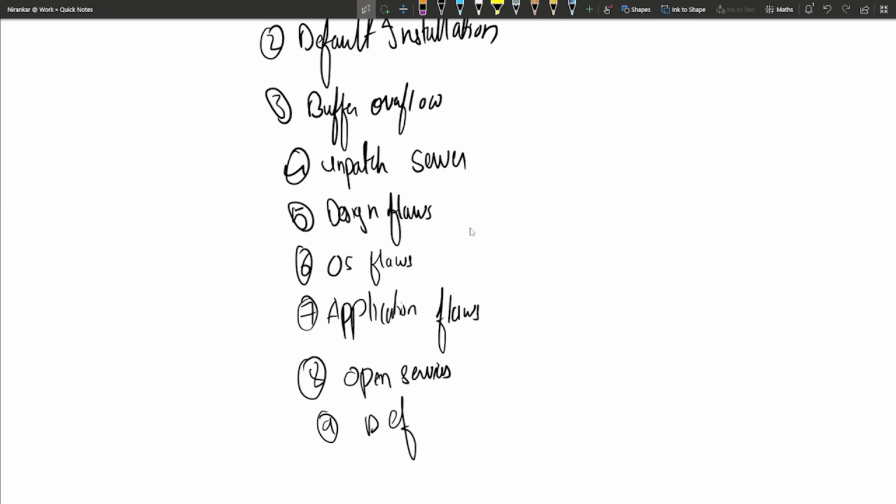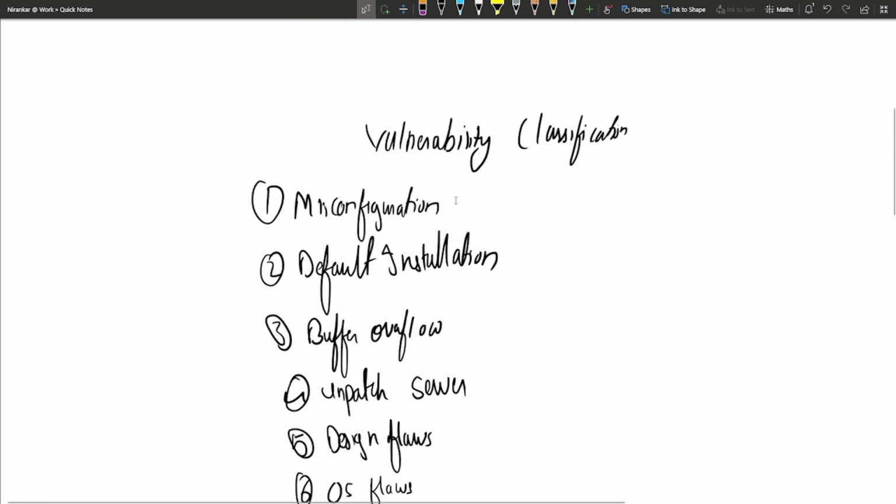So let's talk about everything one by one. Now let's talk about misconfiguration. Misconfiguration is the most common vulnerability, mainly caused by human error, which allows an attacker to gain unauthorized access to the system.